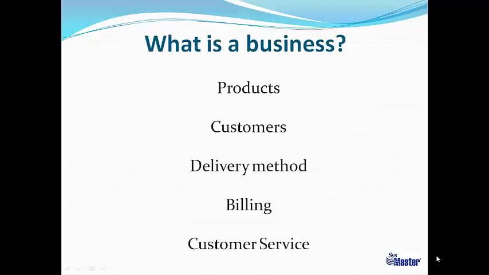A business is going to have certain generic components. You have products, you have consumers. Somehow or another you have to get these products to the consumers, and you may want to charge for the product. You may also need someone to keep track of it. For example, system capacity and utilization. Products, customers, delivery method, billing, and customer service.